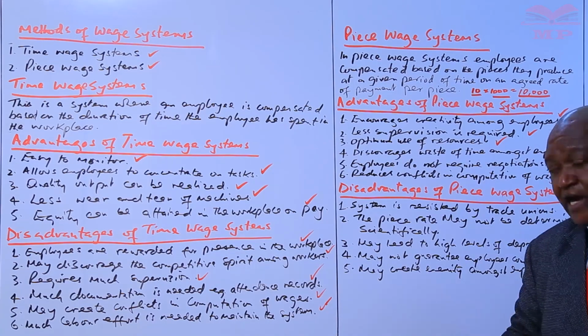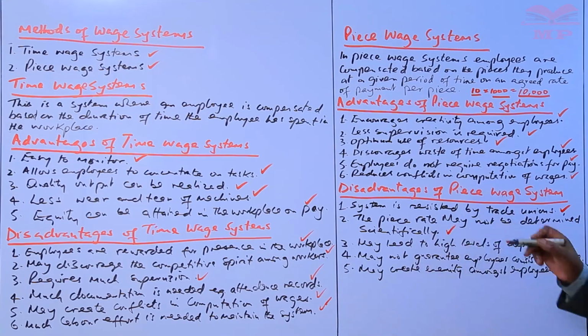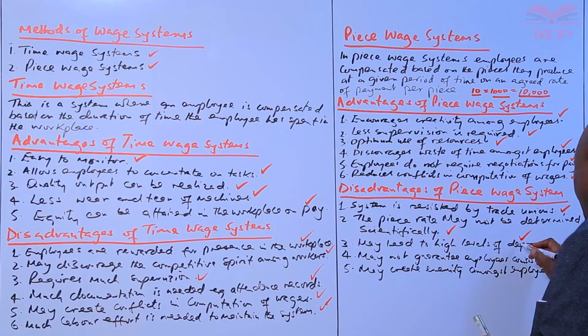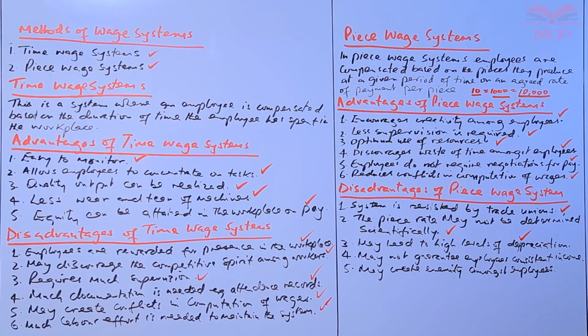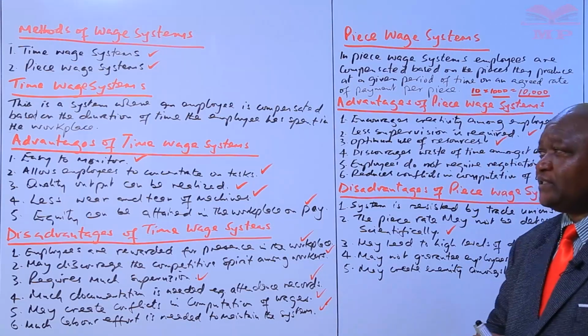Then we went ahead and looked at disadvantages that may be associated with a piece wage system, and we said that, one, the system is resisted by trade unions. Then two, the piece rate may not be determined scientifically. Number three, may lead to high levels of depreciation. And number four, may not guarantee employees consistent income. Number five, may create enmity amongst employees. So, dear learner, this is our topic on the portion of wage systems in the pay structures and wage system.